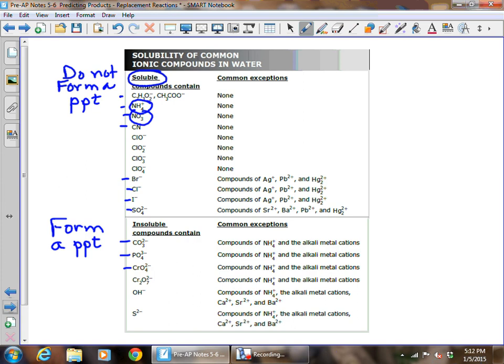If those ions are present in the compound, then we need to know a step further. We need to know what they're being paired with. Because exceptions, for instance, for bromide up here, if you'll look at the common exceptions, silver, lead, and mercury 1. Those three ions, if they are with bromine, would result in an insoluble compound. They would form a precipitate. So these over here are going to result in insoluble compounds.